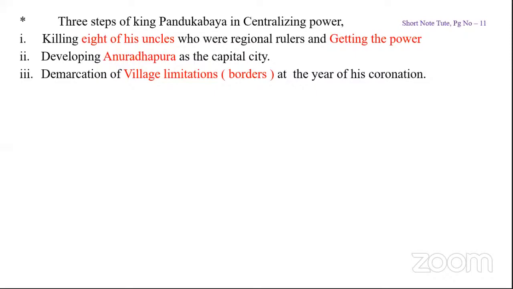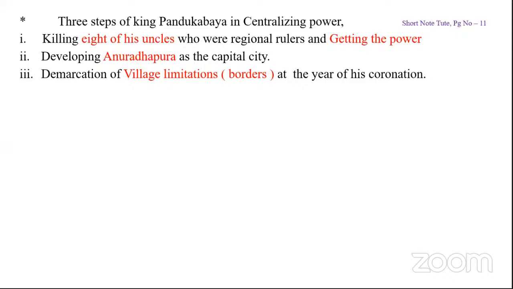The first person, Pandukabe, was the first king in Sri Lanka. And he had 10 uncles. They were regional rulers. In centralizing power, he killed 8 of his uncles. So killing 8 of his uncles who were regional rulers is one of the main steps of his centralization of power. He was the first ruler who centralized power around him.